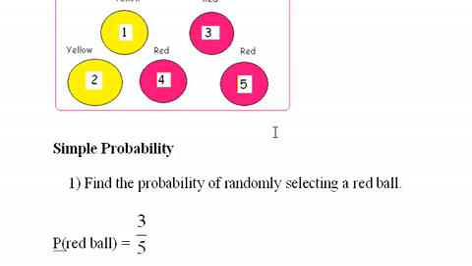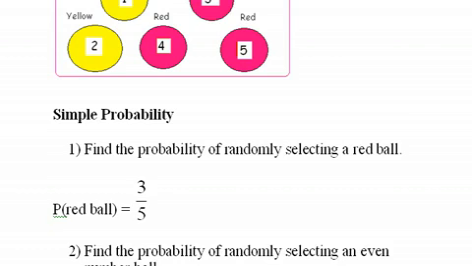If we just close our eyes and reach in and grab a ball, what's the probability it's red? Well, there are 5 balls, so the size of our sample space is 5. And then 3 of them are red, so we put the 3 on top. The probability that we're going to get a red ball is 3 over 5, or 0.6.